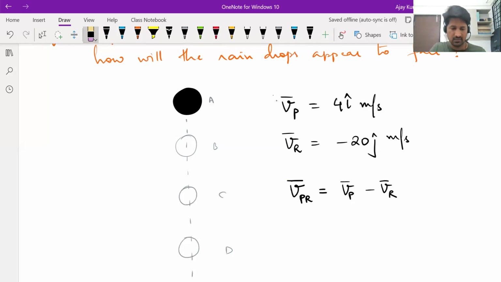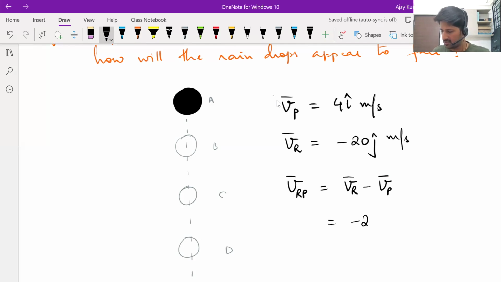Just a moment, I have to change this. Velocity of raindrop with respect to person is what we want. So VRP, rain with respect to person. So it will be velocity of rain minus velocity of person. Velocity of rain is minus 20 j cap, minus velocity of person, which is 4 i cap. Therefore, velocity of raindrop with respect to person will be minus 4 i cap minus 20 j cap.